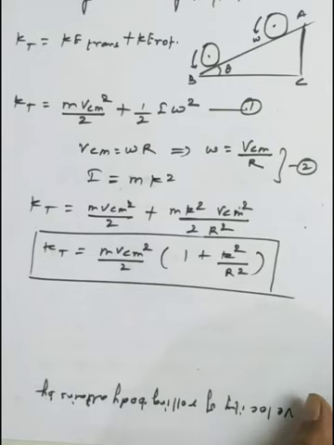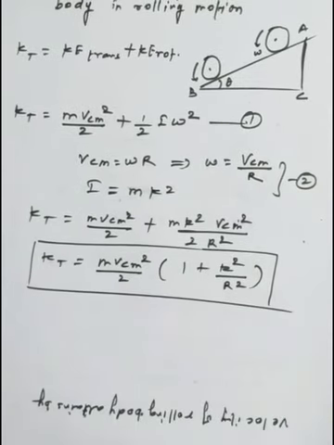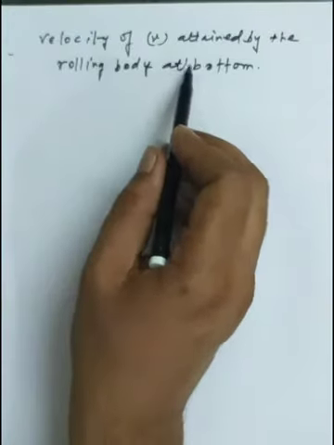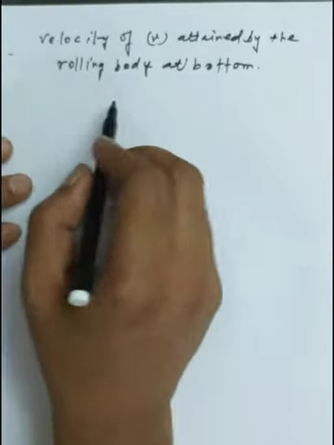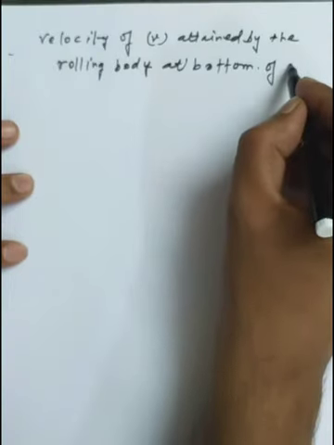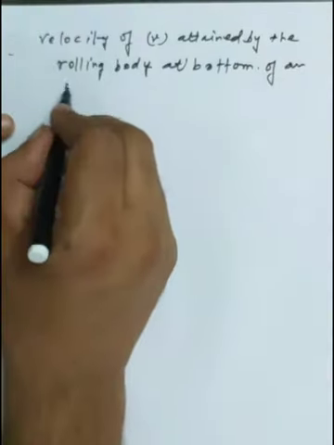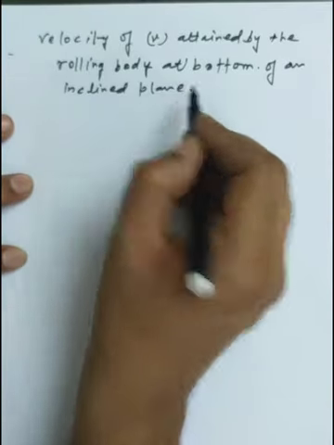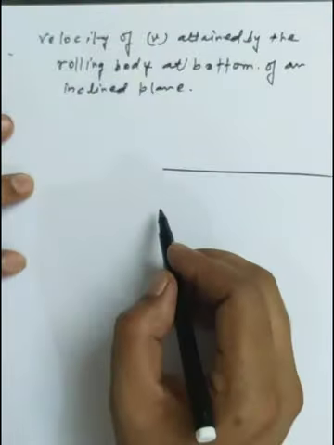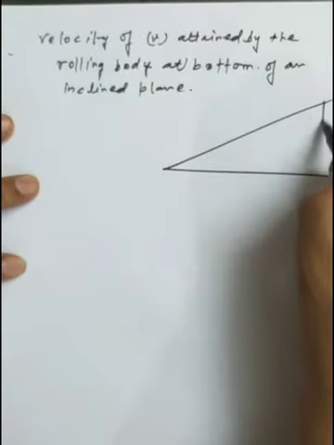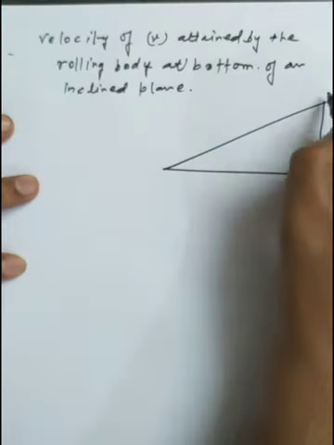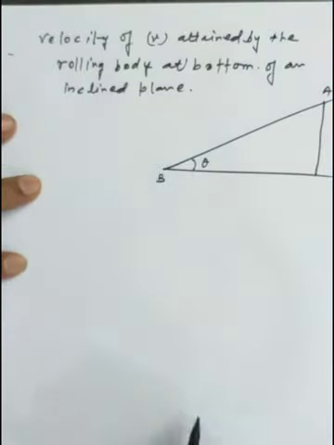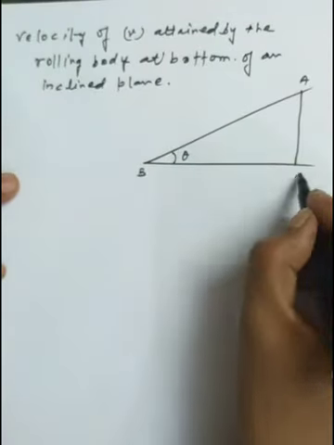For it we are just making the case. Now here we have to discuss the topic: the velocity v attained by a rolling body at the bottom of an inclined plane. So we are just imagining one basic consideration. Here we have the inclined plane, this is point A, this is point B, and the inclined plane makes angle theta with the horizontal, and this is point C.